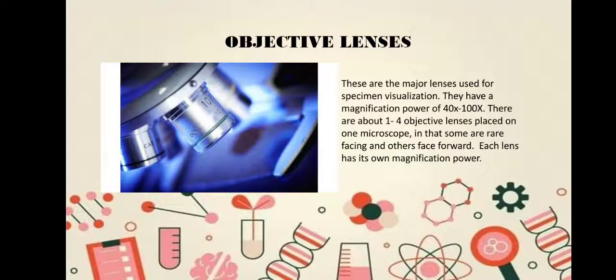Objective lenses. These are the major lenses used for specimen visualization. They have a magnification power of 40 to 100 times. There are about 1 to 4 objective lenses placed on one microscope, and some are rear facing and others face forward. Each lens has its own magnification power. This part of the microscope is needed to produce the base magnification.